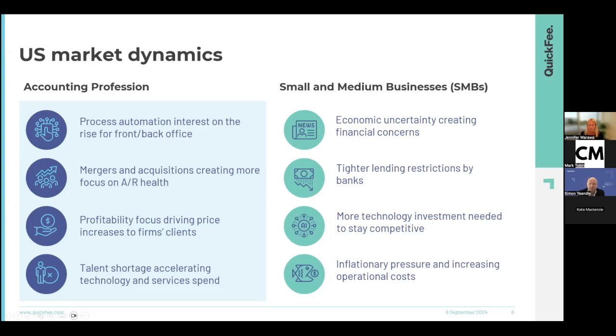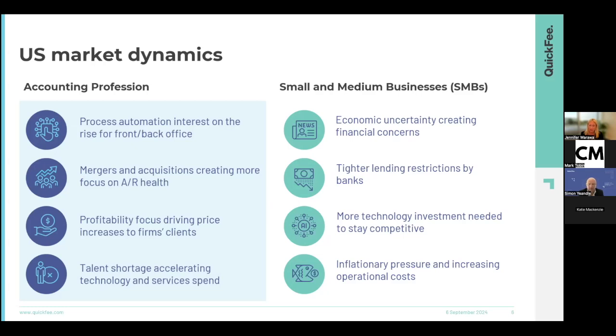Finally, there's a talent shortage in the accounting profession, and this continues to drive increased demand for automation capabilities across all firm functions. On the small and medium business side, uncertainty in the economy has increased, which is causing individuals and businesses to hold on to cash for as long as possible. Access to capital through traditional lending has been a challenge for SMBs, with only 25% getting their needs met. And finally, there's more competition for dollars in a business than ever before. Couple that with inflationary pressure and increasing operational costs, and businesses are looking for creative ways to make their dollars go further and also hold on to their cash as long as possible.